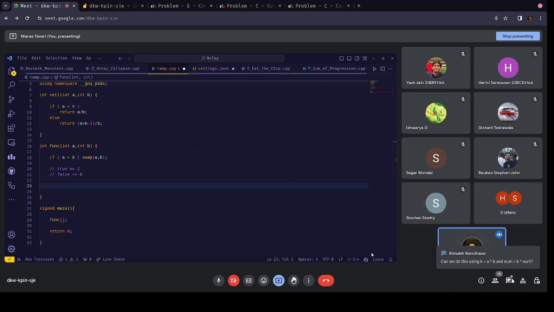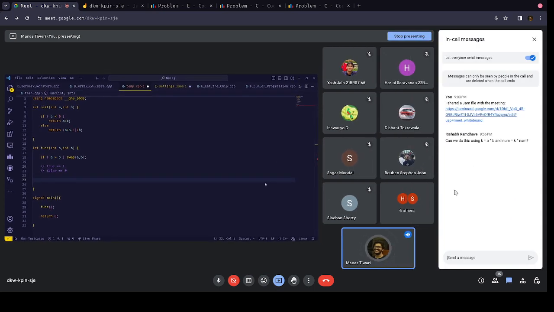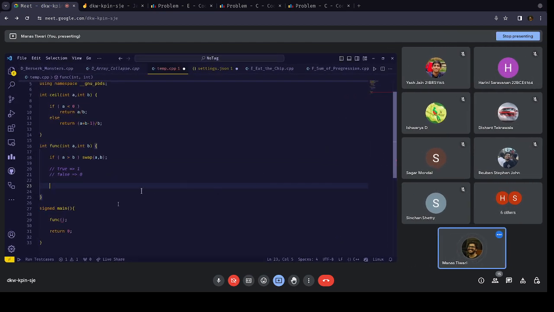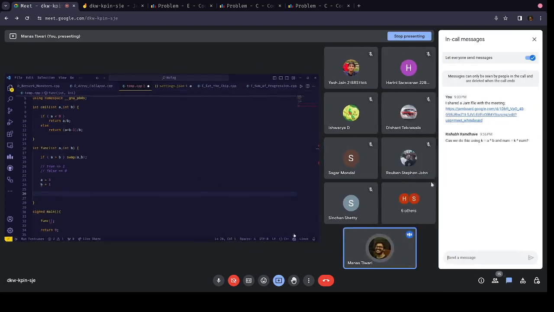Somebody left a comment. Rishabh says, can we do this using k equals a XOR b, where num equals k XOR num? You can only do that if the numbers don't share a common bit, right? Say a equals 3, b equals 1. Then can you see that your answer fails?